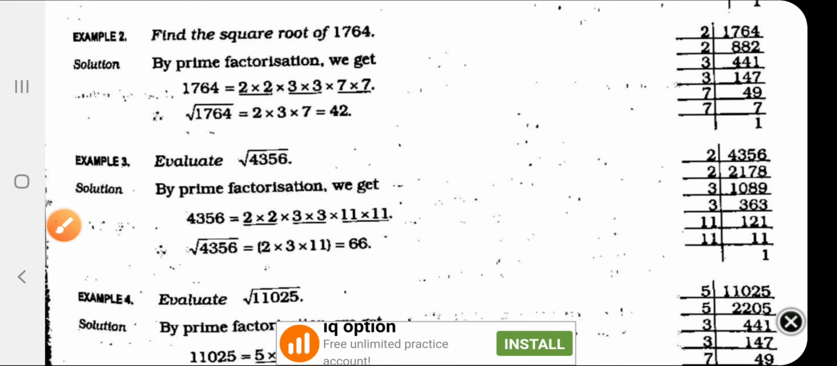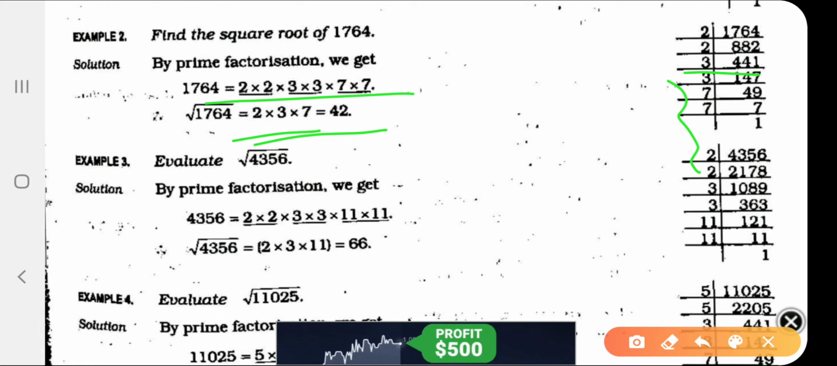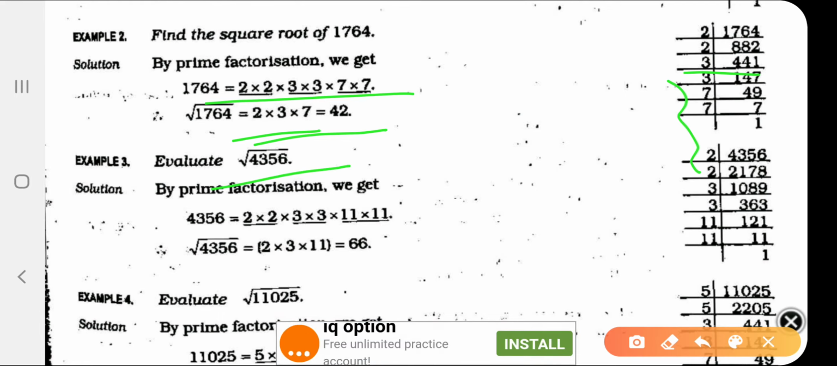So 7 by 7, the number is divisible, so you have to divide by 7 and get the prime factors. Write one out of each pair, and then find the product. You have the square root. Now again, another number has come in the same way.